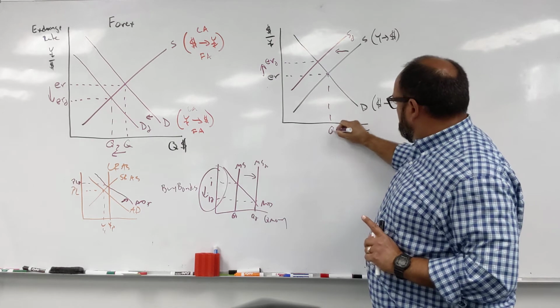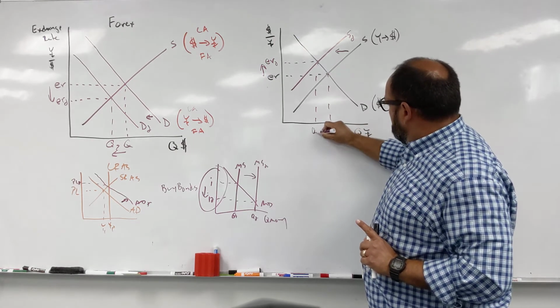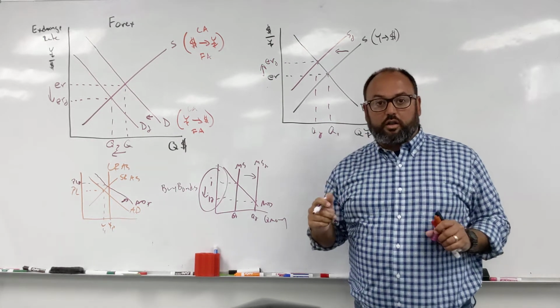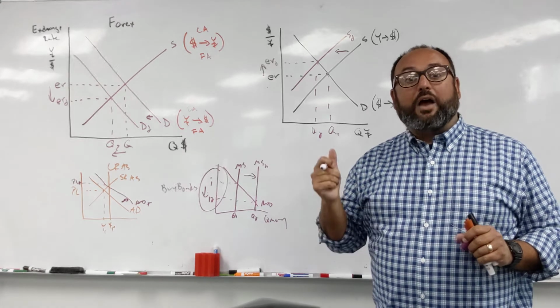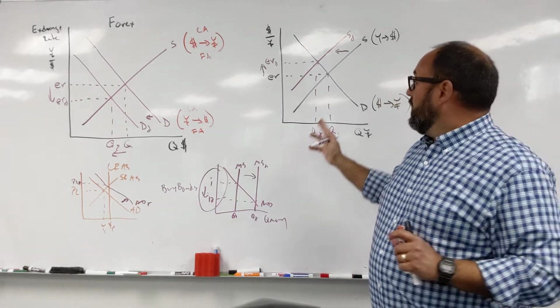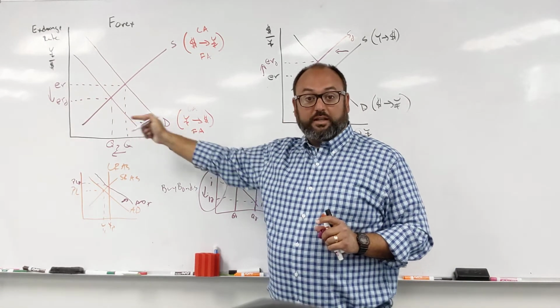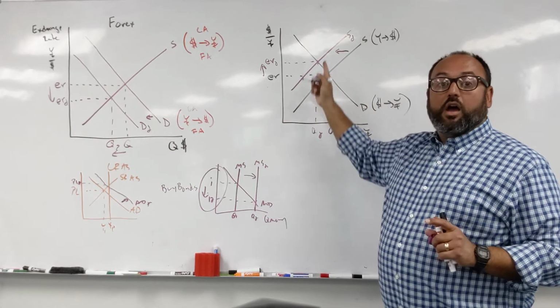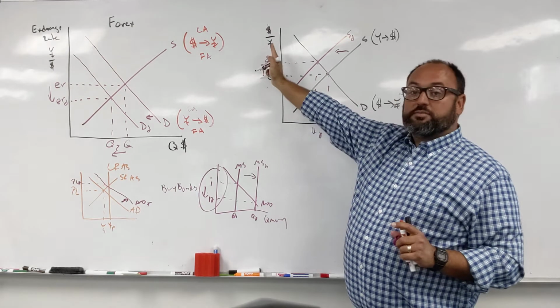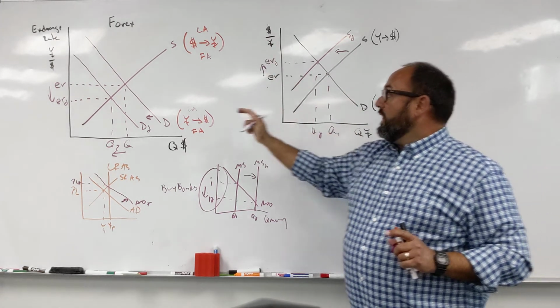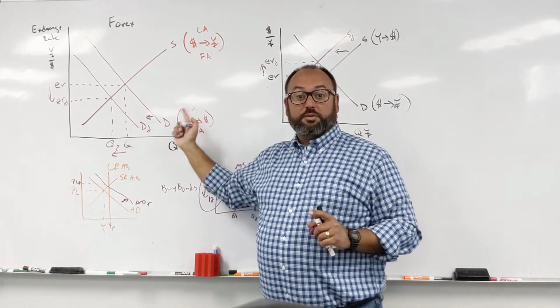resulting in a greater quantity of dollars required to buy a single yuan renminbi. Notice that as the dollar depreciates, the yuan renminbi appreciates. It now takes more dollars to buy a yuan, and it takes fewer yuan to buy a dollar.